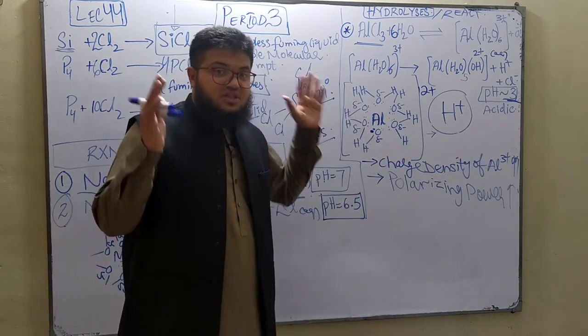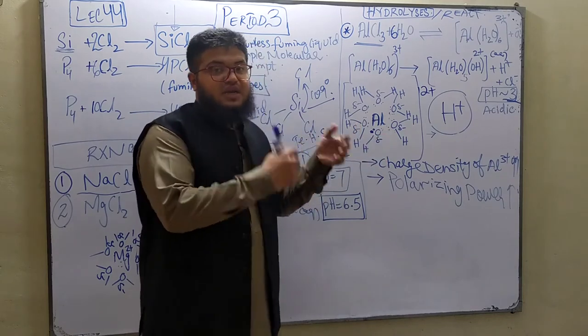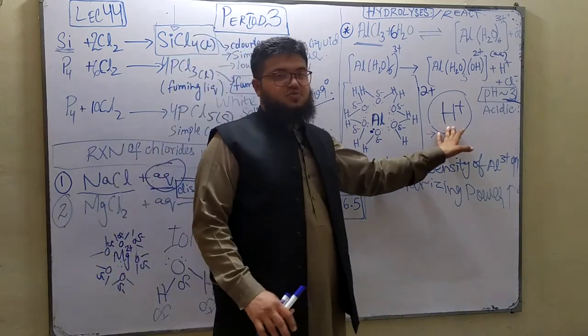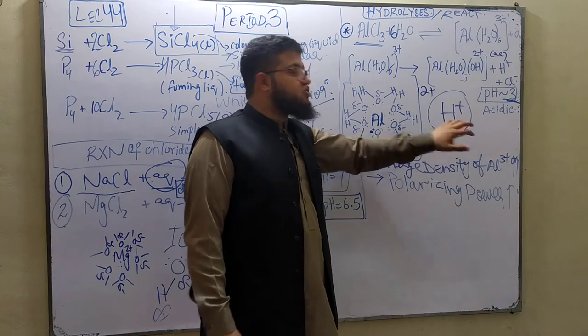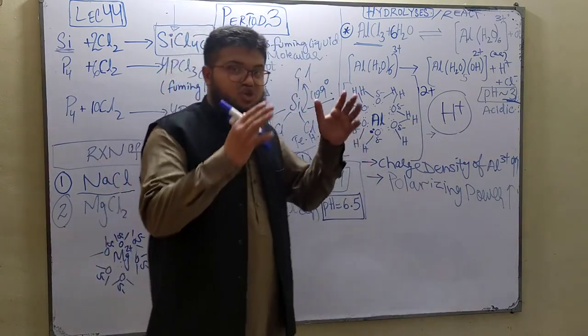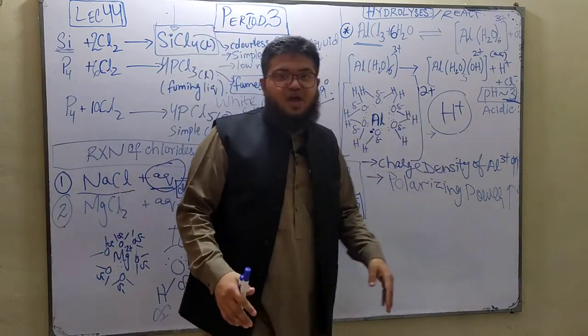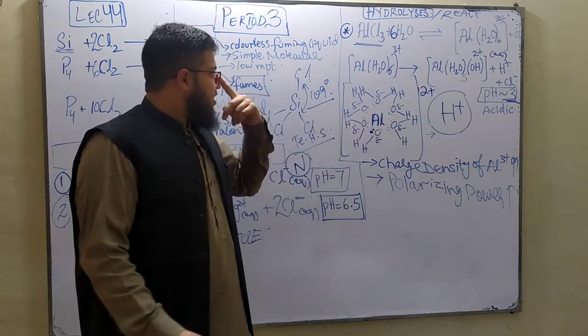There would be thousands and thousands of water molecules that would be polarized continuously to produce thousands of H positive ions out, due to which the concentration of the entire solution will change to such an extent that the pH will fall drastically to 3, okay?